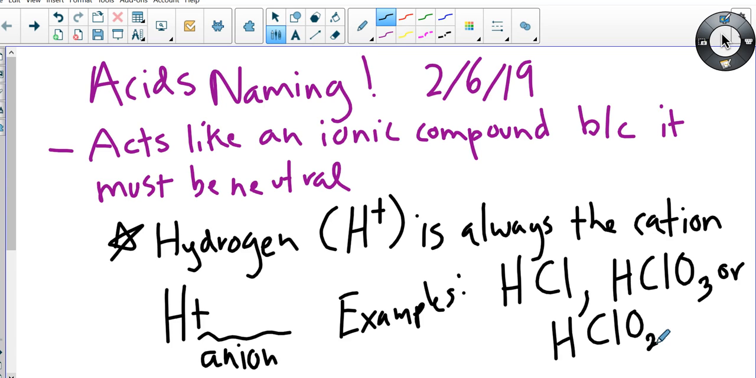Now here's the problem. Ready for the problem? Hydrogen and chloride, that's hydrochloric acid. Hydrogen and chlorate, that's chloric acid. Hydrogen and chlorite, that's chlorous acid. So these don't have the same name, because they don't have the same thing bonded to hydrogen, and there are rules on how to figure that out. Isn't that fun?